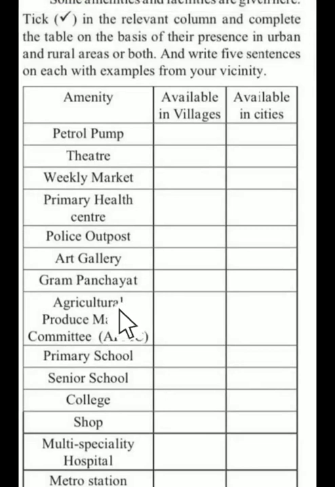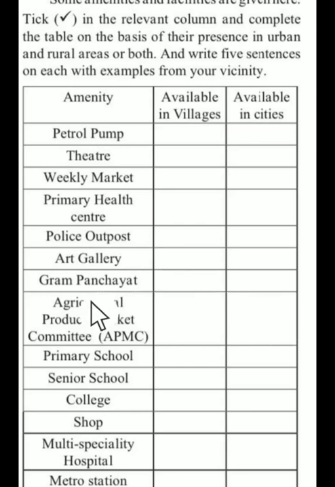Now my dear students, you have got a few questions over here. You have got the list of these amenities. Amenities are nothing but facilities. Now you have to decide whether these facilities are found in villages or in cities. Certain things you may get in both villages as well as cities. So you have to find out whether these are found in villages, that is the rural areas, or cities, that is the urban areas. And also you have to write down at least 5 sentences of each, based on your vicinity. Vicinity is nothing but your locality.